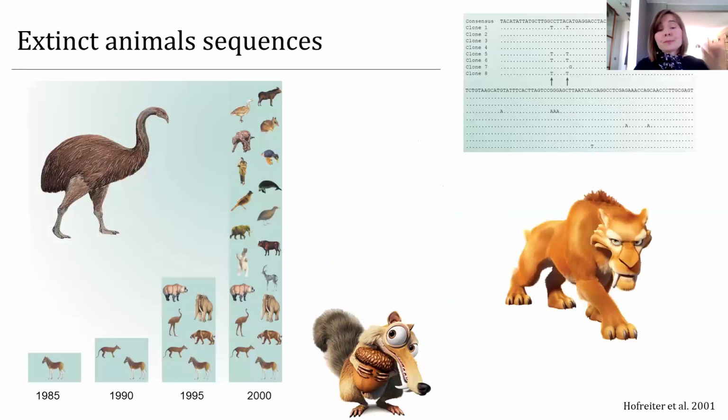For example, we can study this. Maybe the most spectacular and well-known applications are obtaining sequences of extinct animals. It started from the quagga, from the zebra ancestor, and as you may see, it develops very, very quickly. So from year to year, we have more and more sequences obtained from the remains of extinct species, including moa, for example, or woolly mammoth.